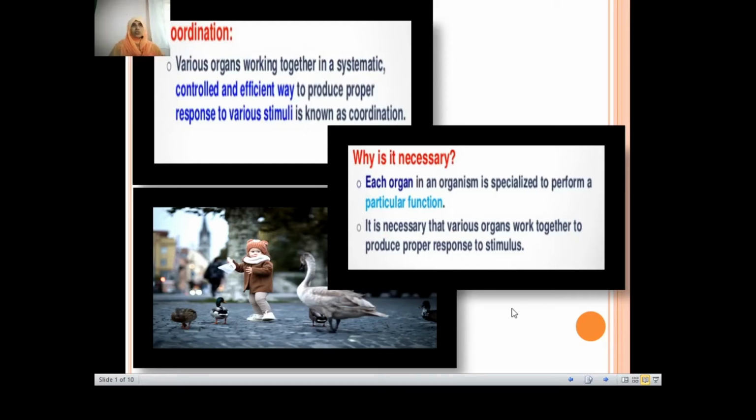Assalamu alaikum students. Today we'll be starting with coordination and control, this second session. Here we will be talking about what are the organelles that are involved with respect to this coordination.